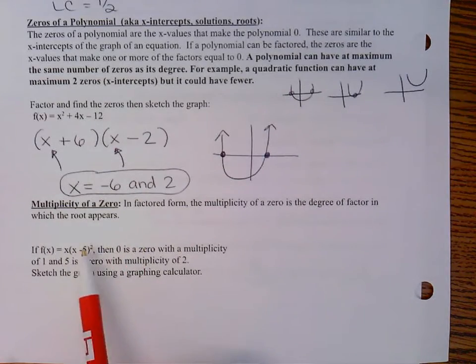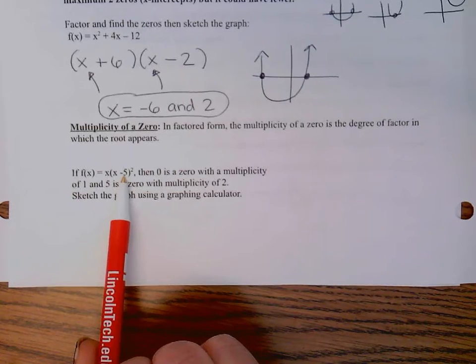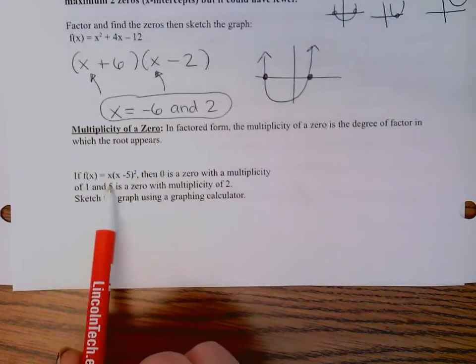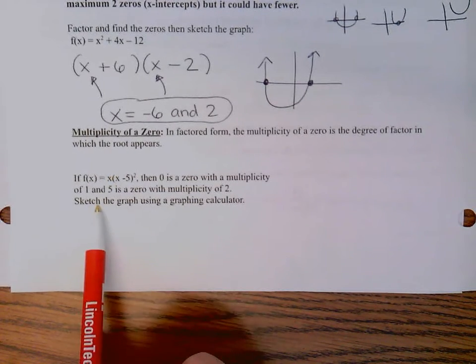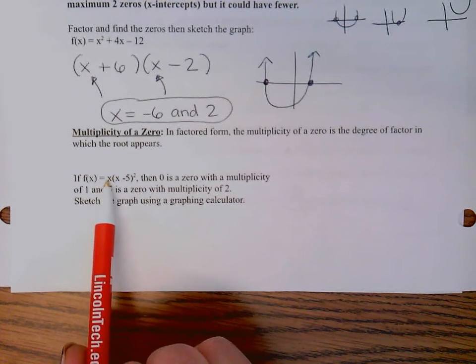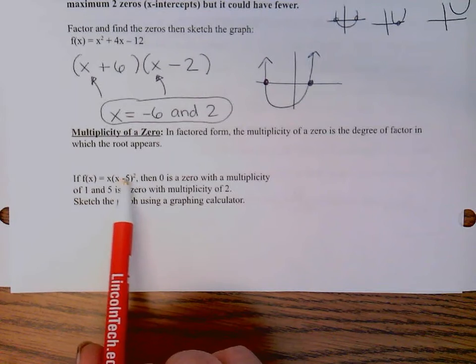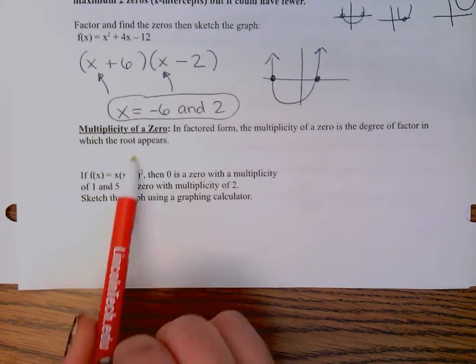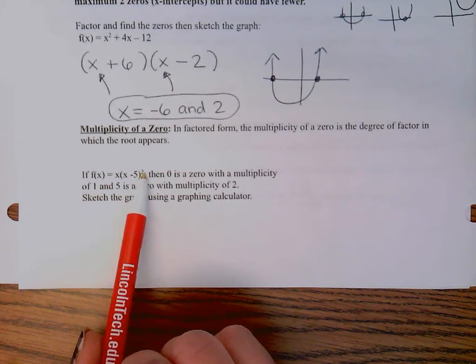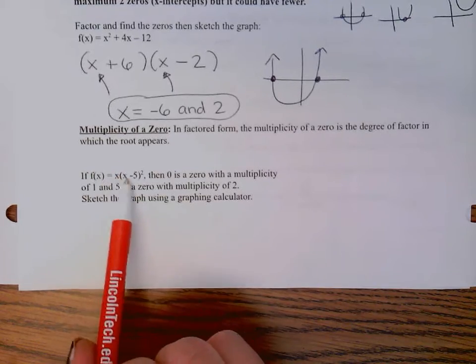So it says, here's another example. If you have x times x minus 5 squared, then 0 is a 0 with a multiplicity of 1, right? If I plug in 0 right there, 0 times anything is 0, and this is x to the first power. And it says, but 5, because 5 minus 5 is 0, 5 is a 0 with a multiplicity of 2. So see how there's a 2 right there? 5 has a multiplicity of 2, but 0 only has a multiplicity of 1.